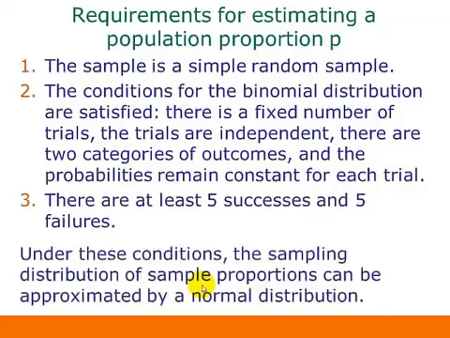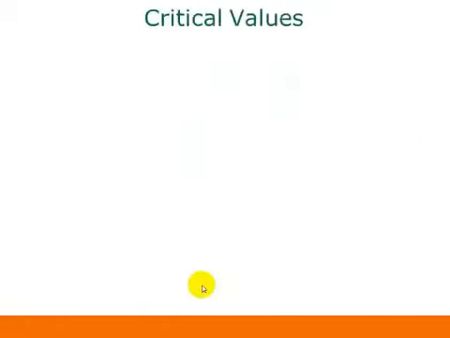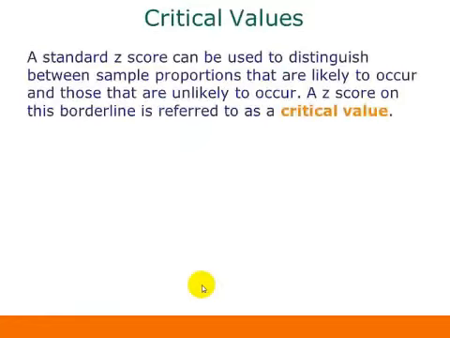Under these conditions, the sampling distribution of sample proportions can be approximated by a normal distribution. Now, the way we use that fact is that we use a z-score, which is from the standard normal distribution, to distinguish between sample proportions that are likely to occur and those that are unlikely to occur. A z-score on the borderline between these two is referred to as a critical value.